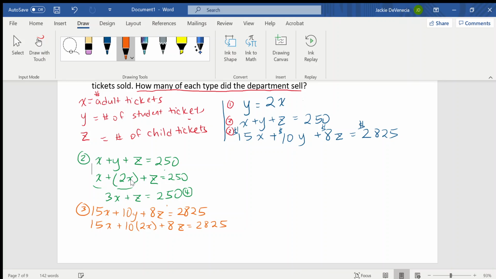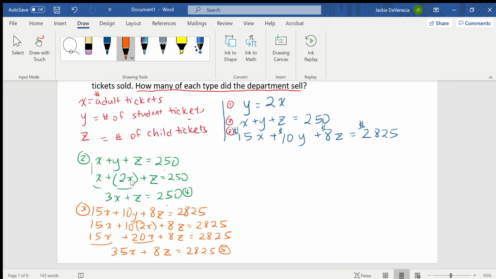2,825. You know that 10 times 2 is 20. So we have 15x plus 20x plus 8z is equal to 2,825. These are like terms, so this one would be 35x plus 8z is equal to 2,825. So that's my fifth equation.